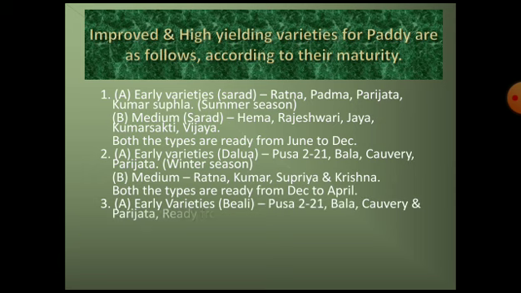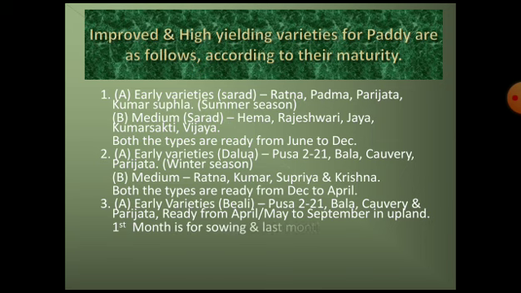Early varieties Pusa 2-21, Bala, Kaveri, and Parijata are ready from April to May to September in upland regions. First month is for sowing and last month is for harvesting and threshing in the above varieties.